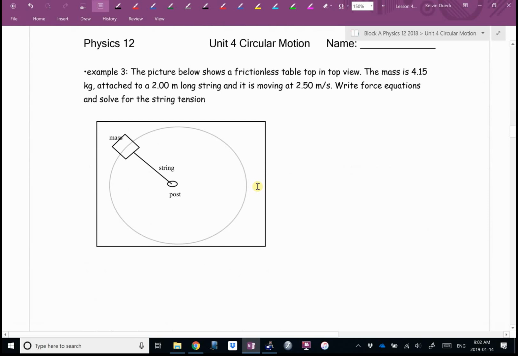Example 3. The picture below shows a frictionless tabletop in top view. The mass is 4.5 kilograms, and it's attached to a long string and moving at 2.5 meters per second. Write force equations and solve for the string tension. Okay.